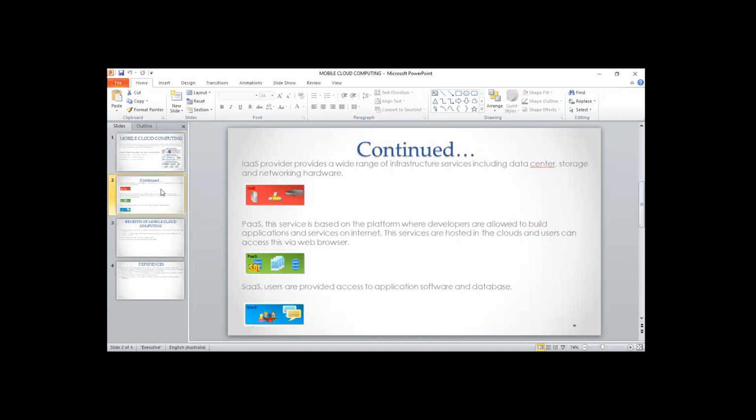Infrastructure as a service provides a wide range of infrastructure services, including data center, storage, and networking hardware. Platform as a service is based on the platform where developers are allowed to build applications and services on the internet. These services are hosted in the clouds, and users can access them via web browser. Software as a service, users are provided access to application, software, and database.